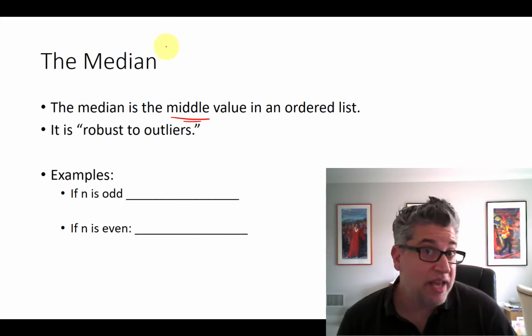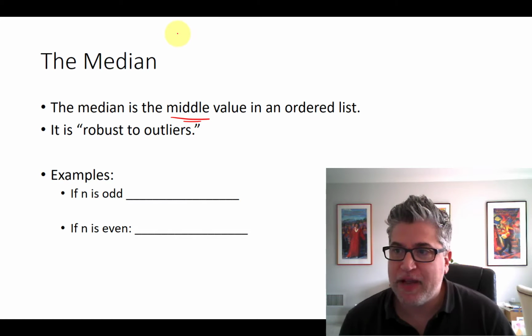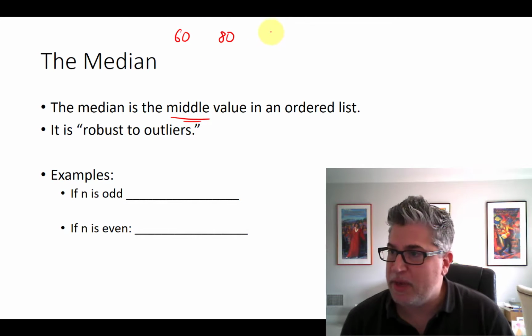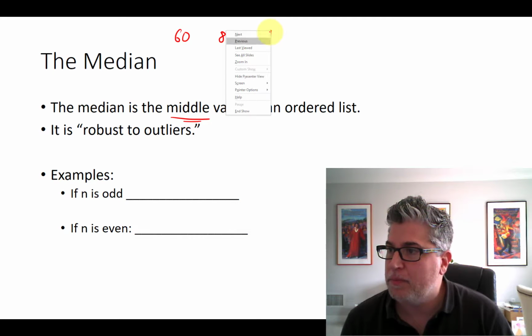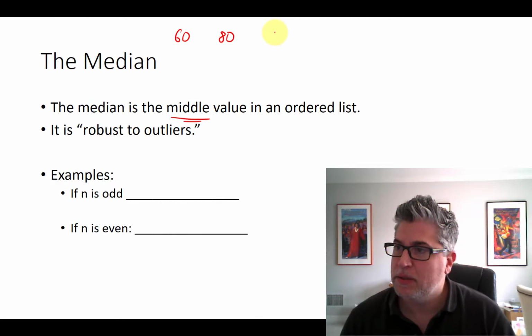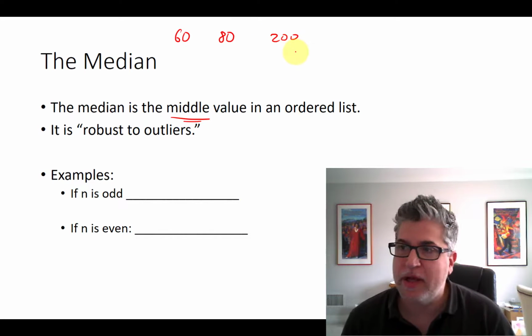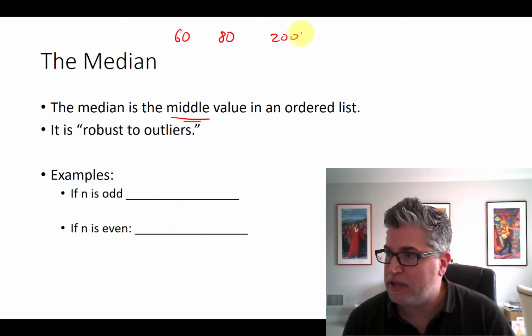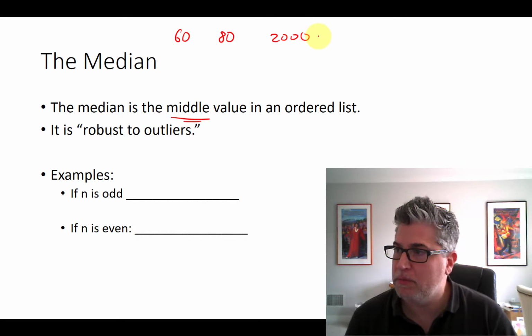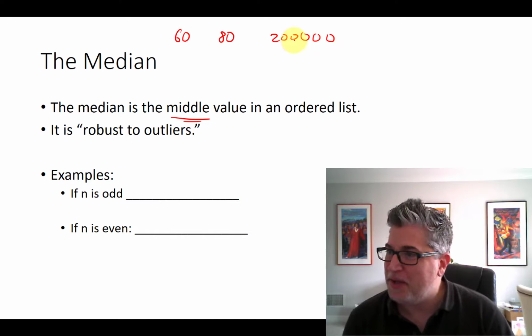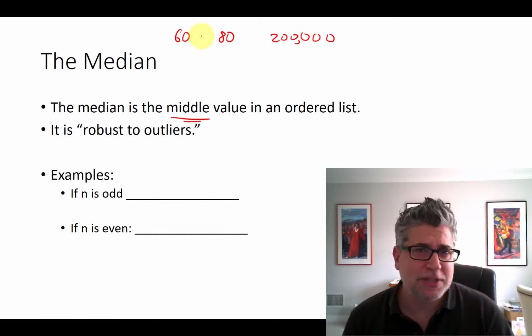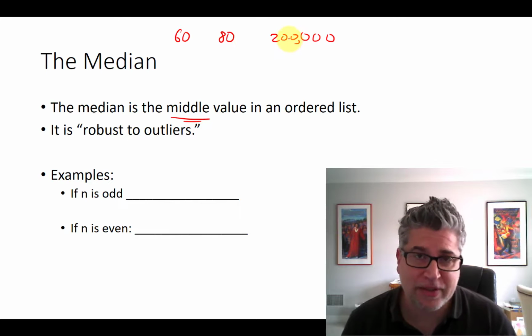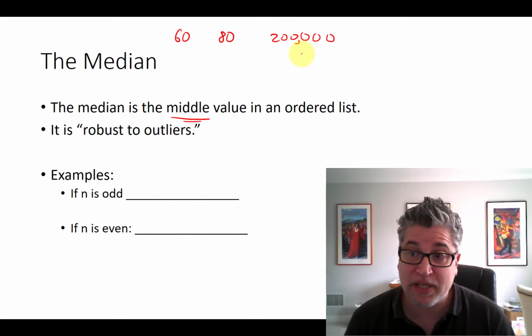So let's say that I've got my income distribution again, and I've got some families making 60,000, some families making 80,000, some families making... whoa, what? 200,000. Now I know that the average is going to be pulled way up by this number. In fact, let's make it even more dramatic. So somebody gives you $60 or $80 or 200,000. I mean, wow, that's a big difference.